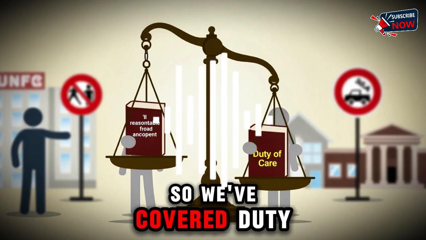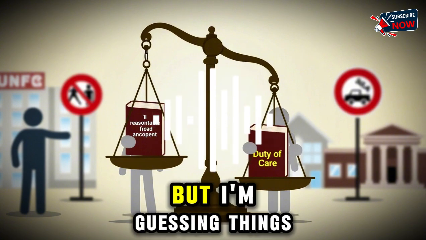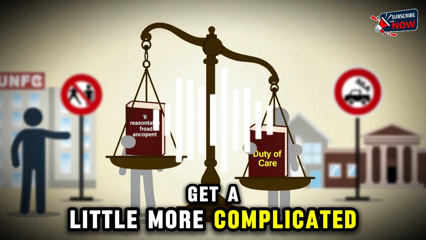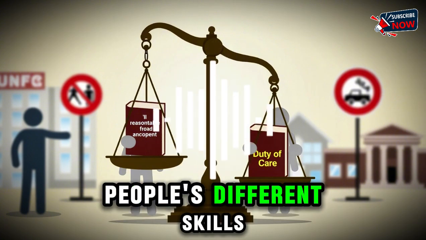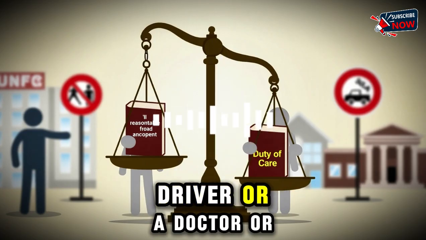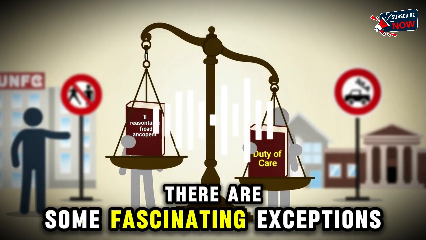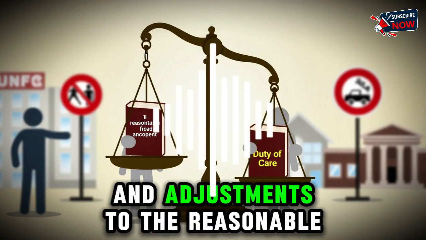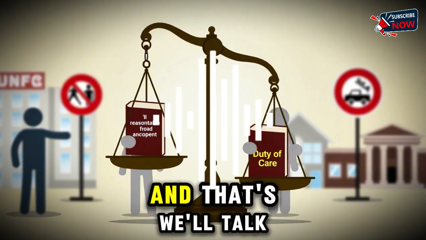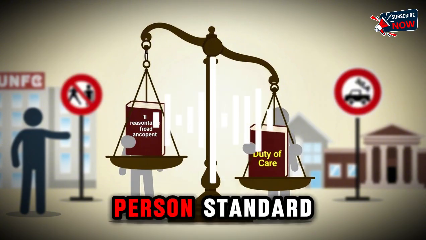Okay, so we've covered duty of care and this general idea of a reasonable person, but I'm guessing things get a little more complicated when you factor in people's different skills, their limitations. Like, what about a learner driver? Or a doctor? Or even kids? Yeah, you're spot on. There are some fascinating exceptions and adjustments to the reasonable person standard, and that's what we'll talk about next. Okay, so let's unpack these exceptions to the reasonable person standard.